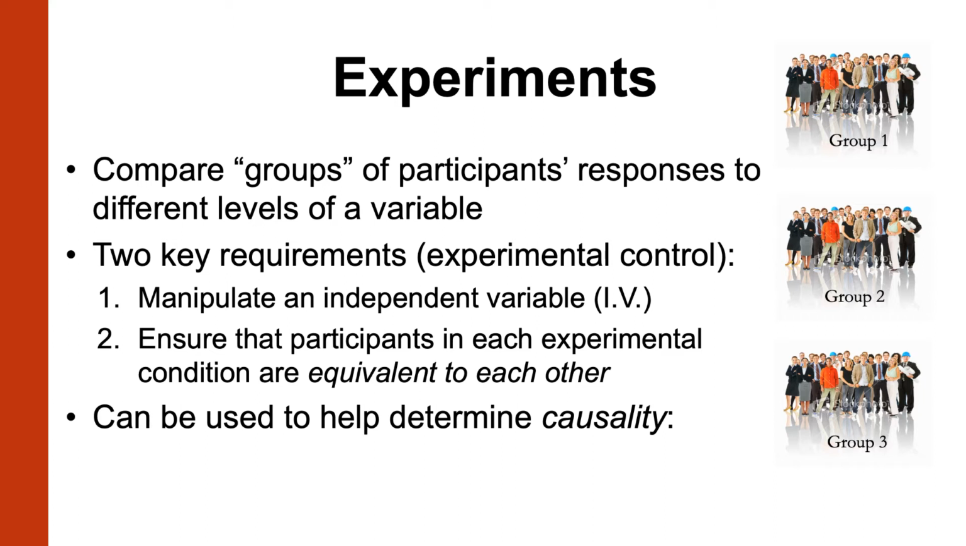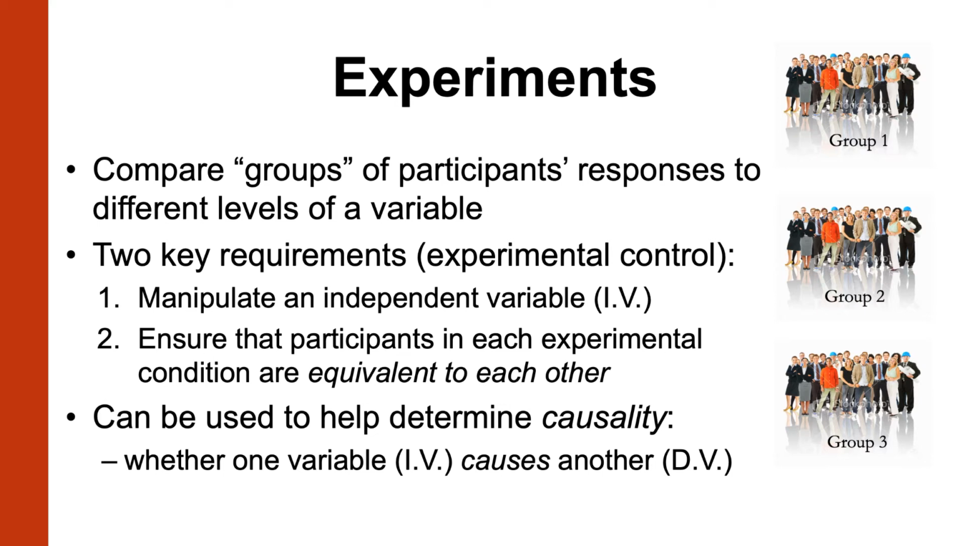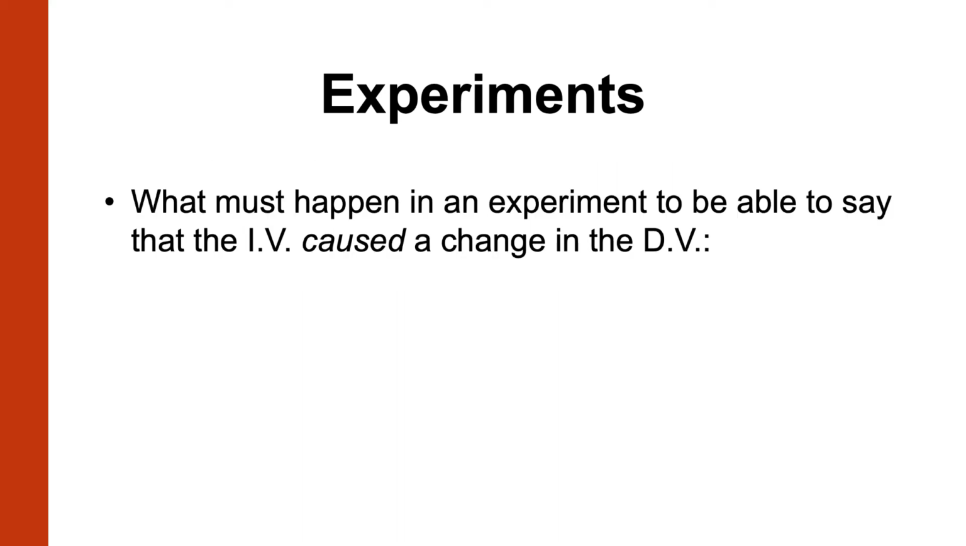The benefit of using an experiment as your research design is that if it's done correctly, it allows the researcher to make a claim about one variable, the independent variable, causing a change in the dependent variable. So it allows you to determine causality, whether one variable causes another to change. Okay, what do you have to do in an experiment to be able to show causality, to show that the independent variable caused a change in the dependent variable?